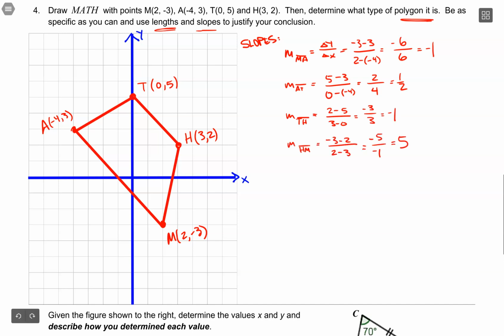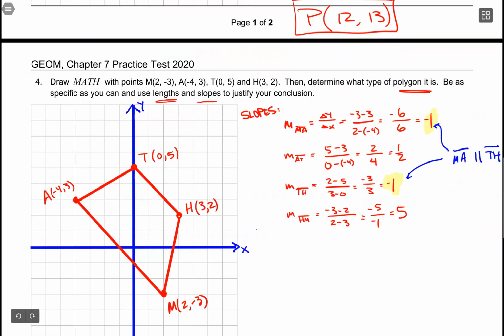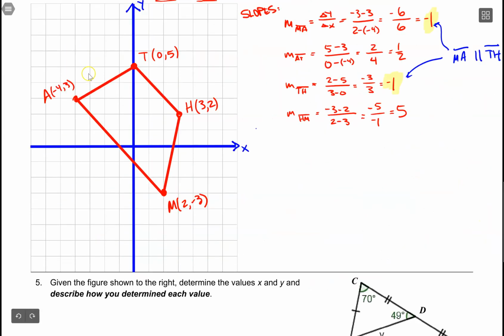All right, we've got our slopes calculated there, and the only thing that jumps out at me is I've got two slopes there that are equal. That tells me that those sides are parallel. So I know that segment MA has to be parallel to segment TH. Now let's go ahead and calculate some side lengths.